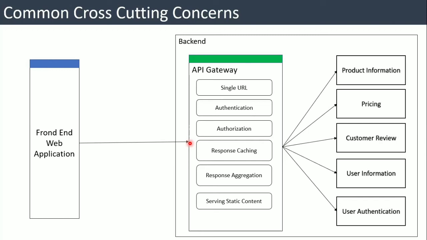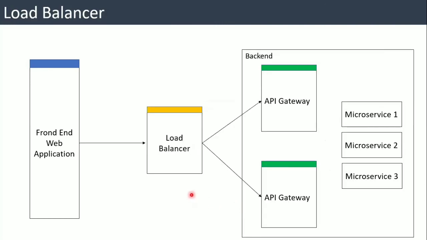API Gateway can handle common cross-cutting concerns like authentication, authorization, response caching, response aggregation, and serving static content at the single place. Introducing the API gateway in the architecture was a very good decision, but sometimes it becomes a single point of failure. To solve this problem, you can deploy multiple instances of API gateway behind a load balancer.